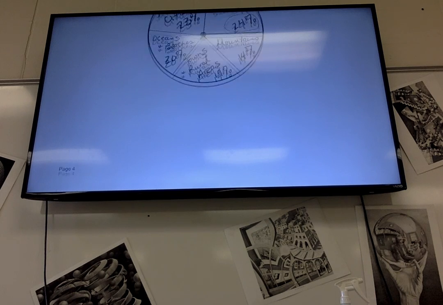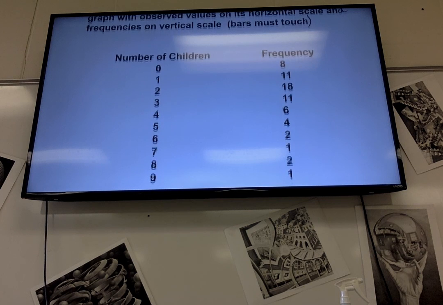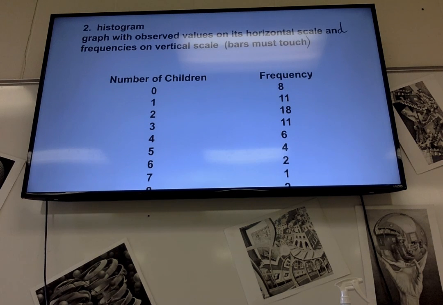All right. Next up is a histogram. A histogram is like a bar graph. The only real difference is the bar graph, the bars don't touch. In a histogram, they're connected. They share a side. That's what it's saying here. I'll move that up and then we'll use that.